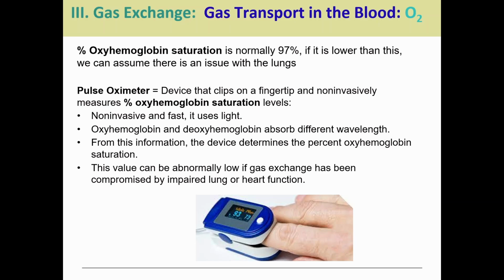So oxyhemoglobin and deoxyhemoglobin absorb different wavelengths of light, and so basically we're just seeing how much of this is being absorbed at this wavelength of light. And so we can use that to determine how much of the hemoglobin is saturated with oxygen.